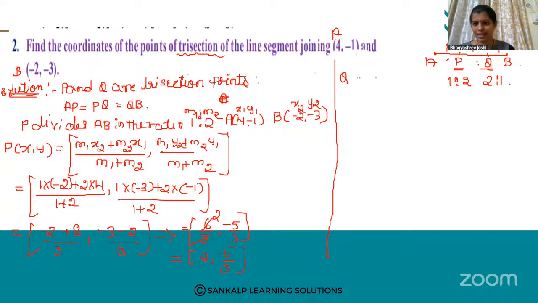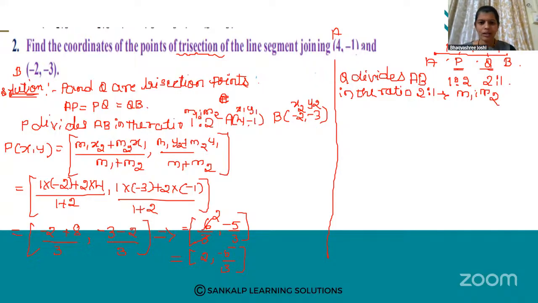Q to B it is 1. When we take P, A to P it is 1, P to B it is 2. Like that, A to Q it is 2 and Q to B it is 1, right? So now Q divides AB in the ratio 2:1, right? So dear children, now this is m1 is to m2. So m1 value is 2 here, m2 value is 1.